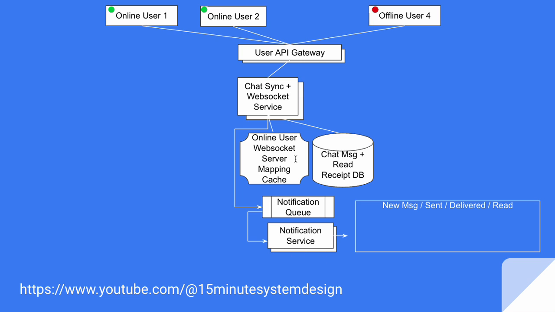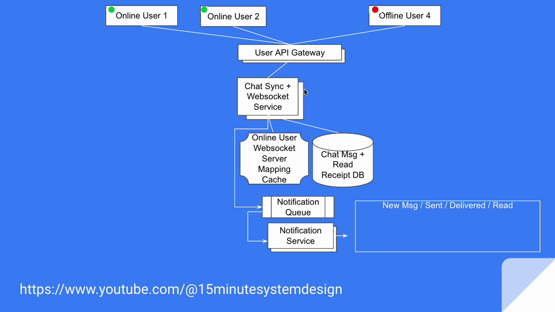Now, the service needs to maintain a WebSocket server mapping in the cache for each of the online users in order to understand which user is connected to which WebSocket server. So that this could check quickly whether user 2 is connected to any WebSocket. If yes, it will forward the message to the appropriate WebSocket, which would try sending the message to user 2 via that particular WebSocket connection. Okay.